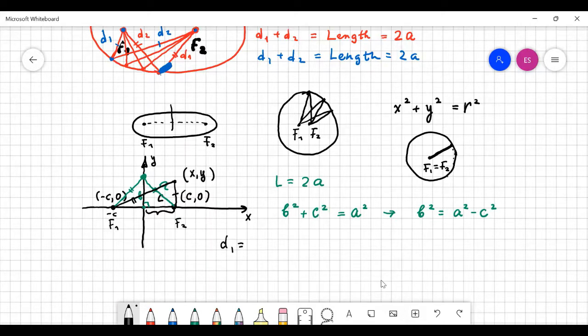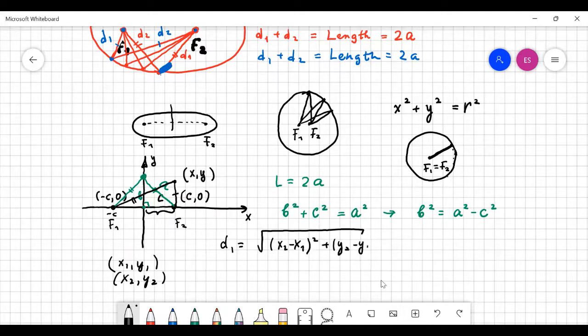Let's write down distance 1 equals, remember the distance formula. I'm going to write down the general distance formula first because I'm pretty sure that everyone forgot it. If you have 2 points with coordinates x1, y1 and x2, y2, then the distance is going to be the square root of x2 minus x1 squared plus y2 minus y1 squared.